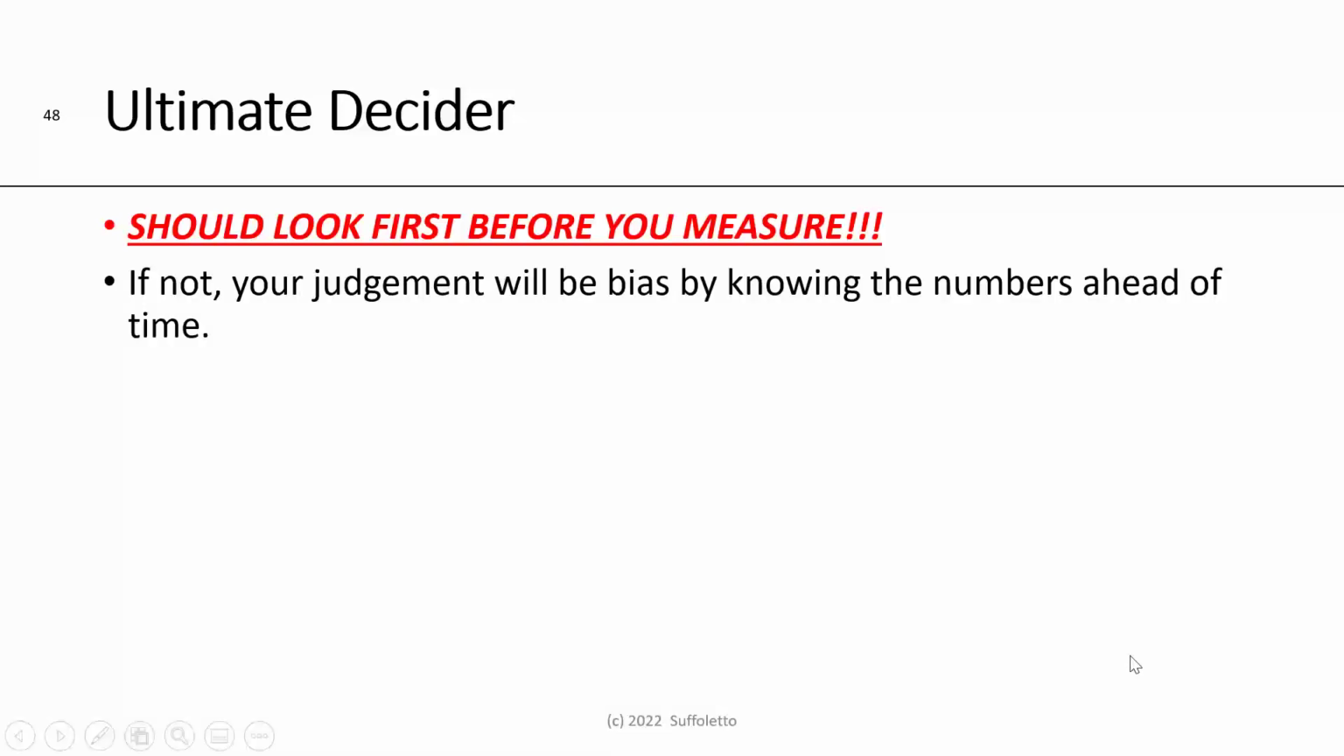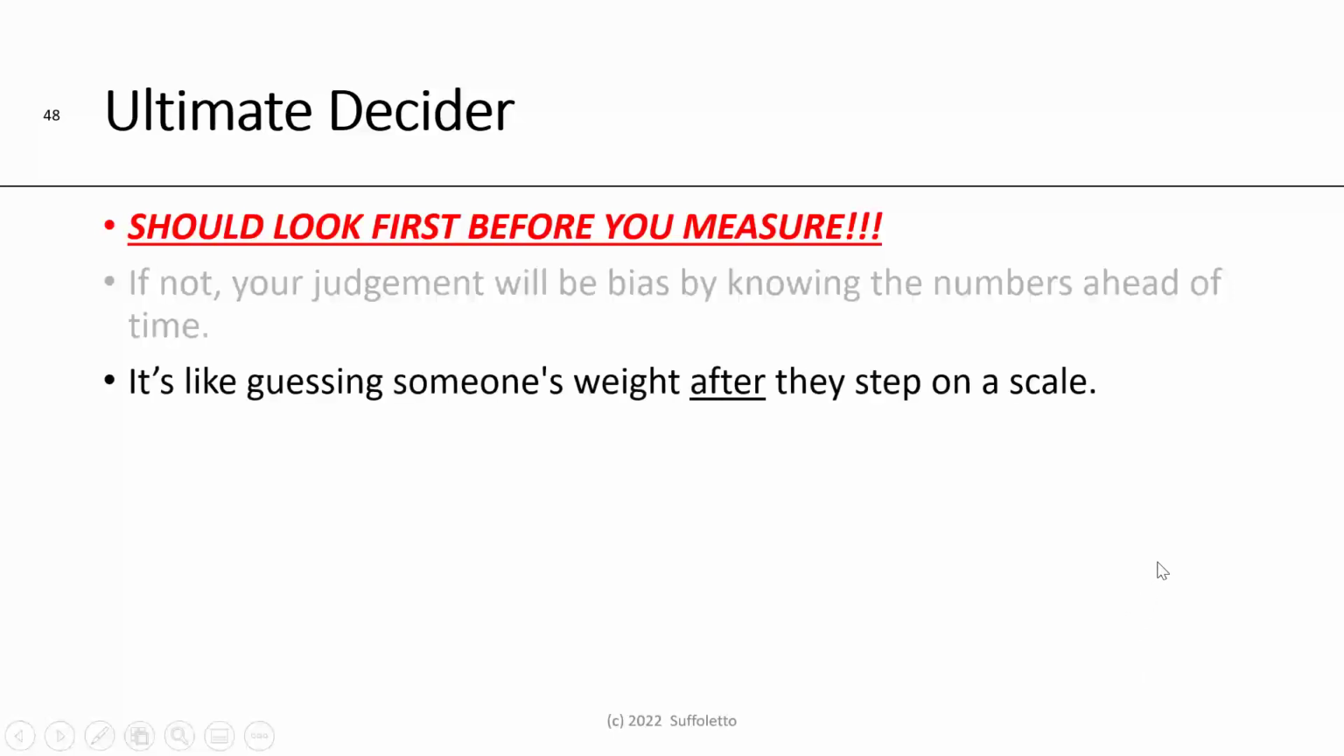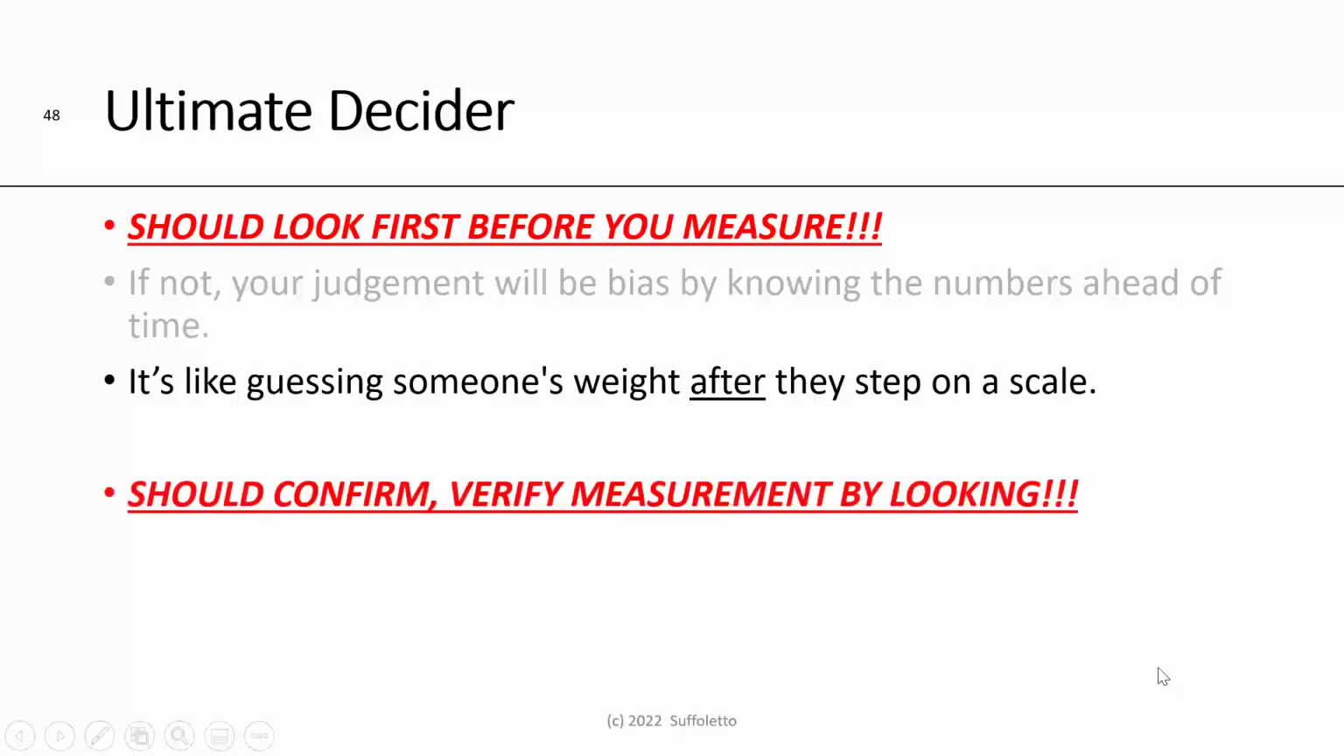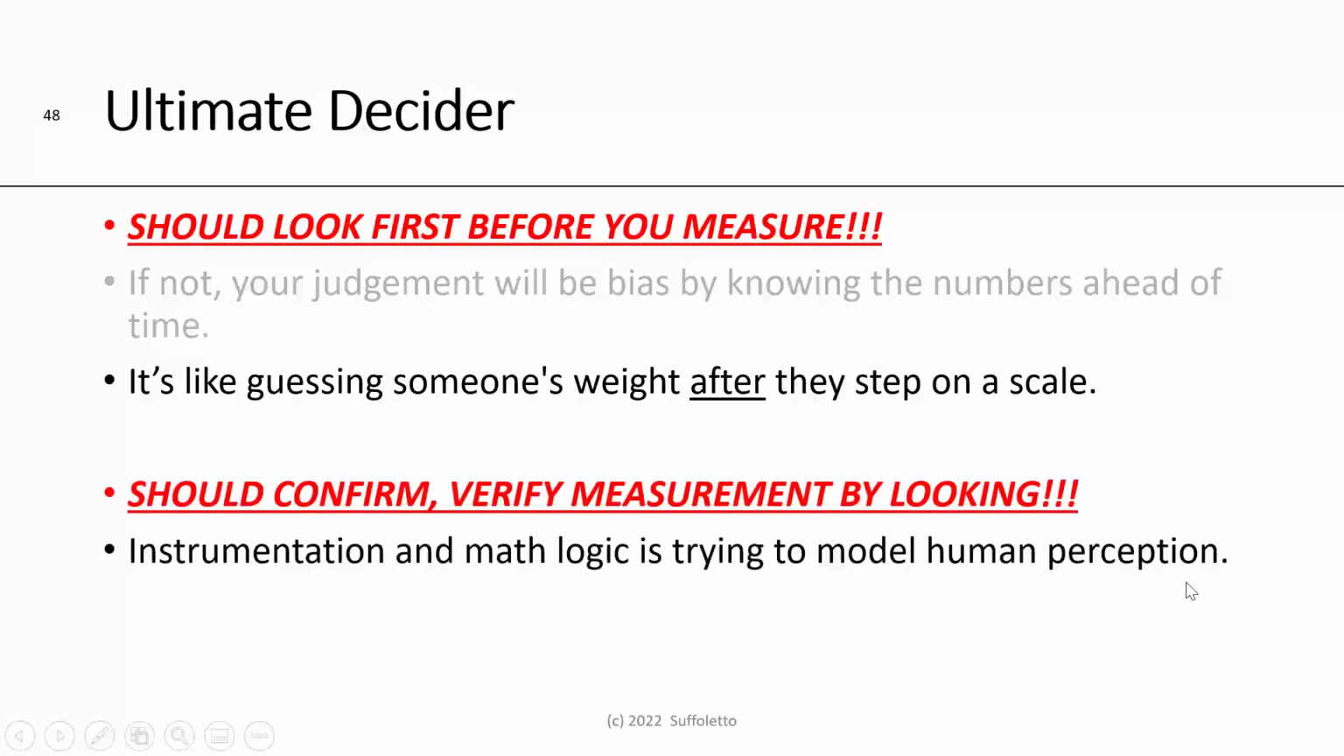If you don't, then your judgment will be biased by knowing the numbers ahead of time. It's like guessing someone's weight after they step on a scale. You should confirm and verify measurements by looking. So the instrumentation and the math logic calculations of the Delta E formula are trying to model human perception. Munsell and MacAdam ellipses are used to model.